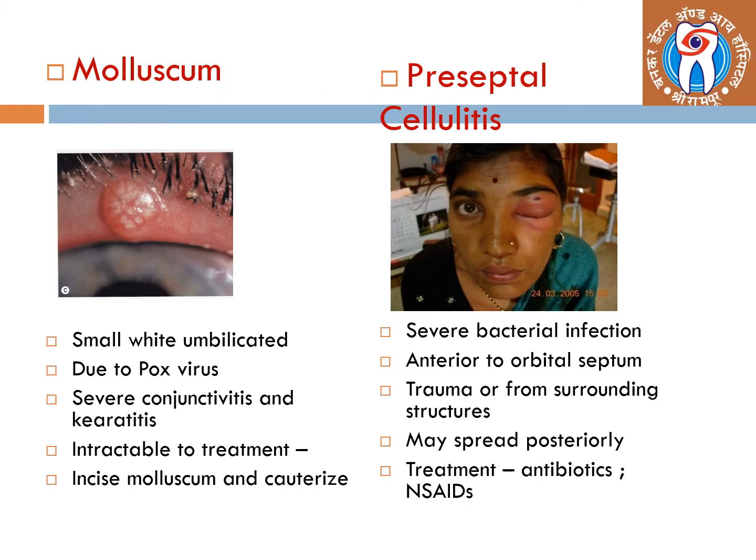Coming to molluscum and preseptal cellulitis. The molluscum is a small white umbilicated swelling, generally multiple, due to a large pox virus, from which a substance like sebum can be expressed. They produce severe conjunctivitis along with keratitis. It is intractable to treatment unless the primary nodule on the lid margin is dealt with. It should be incised, expressed out, and cauterized with iodine or carbolic acid.